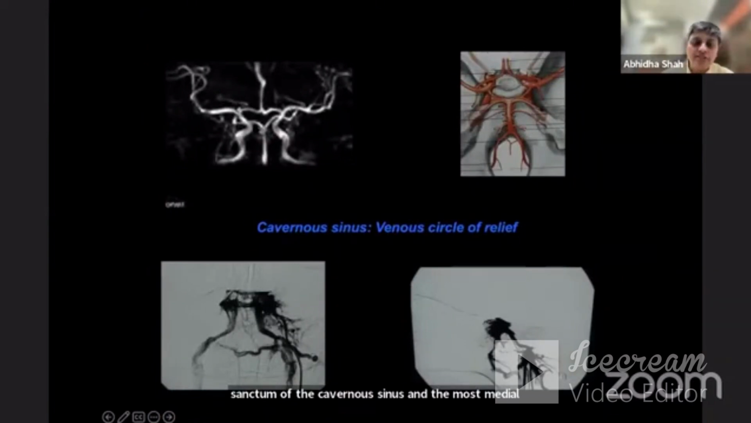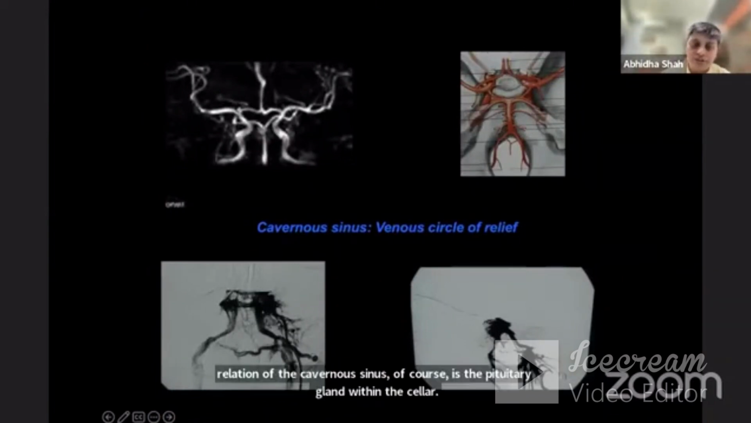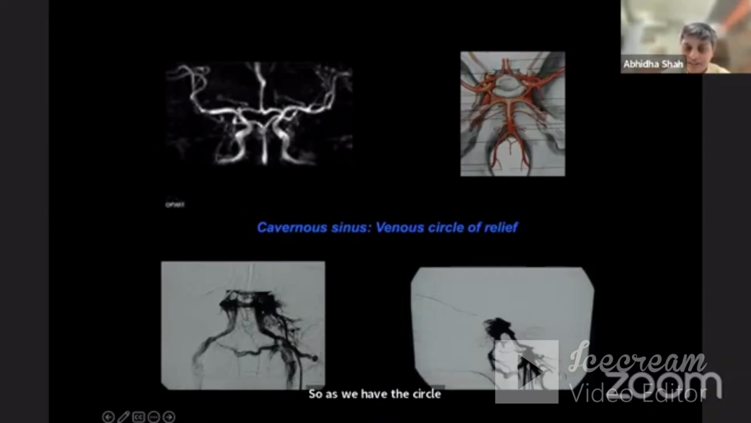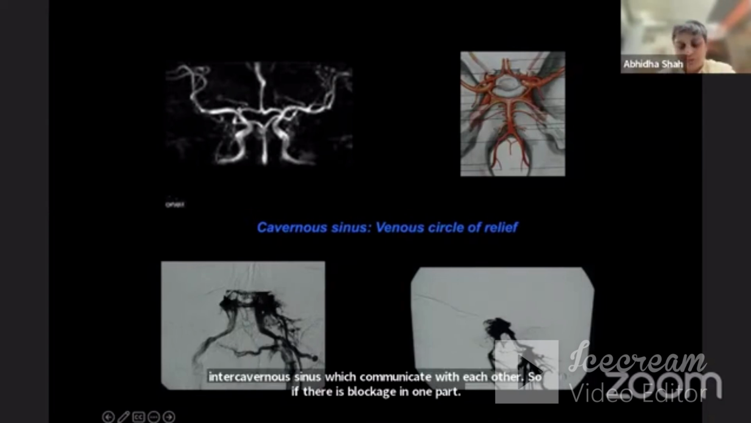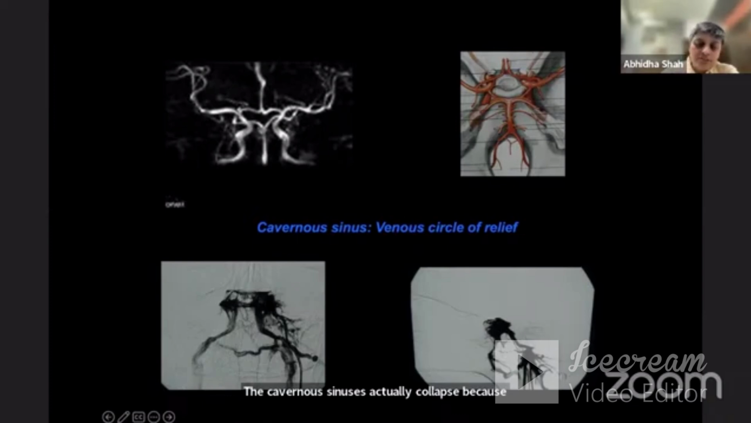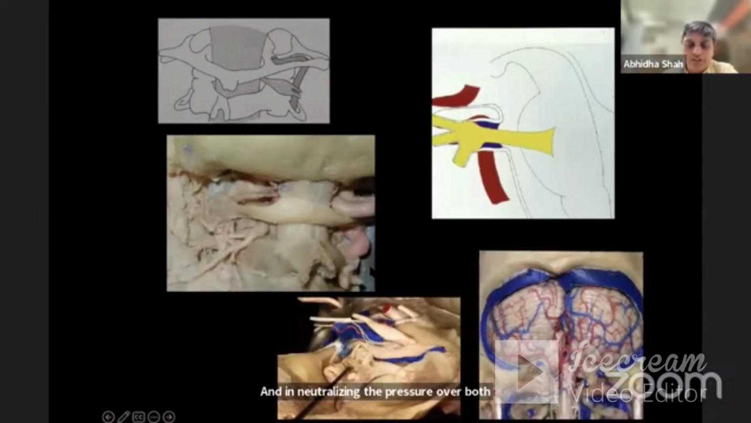So as we have the circle of Willis for the arteries, this cavernous sinus, Professor Goel and Professor Kothari call it the venous circle of relief. What happens is there is an anterior and a posterior intercavernous sinus which communicate with each other. So if there is blockage in one part, the cavernous sinuses, because of these collaterals and because of this circle, actually equalize the pressure. And this has a big role in eye movements and in neutralizing the pressure over both the eyes. And that is why it is called the venous circle of relief.